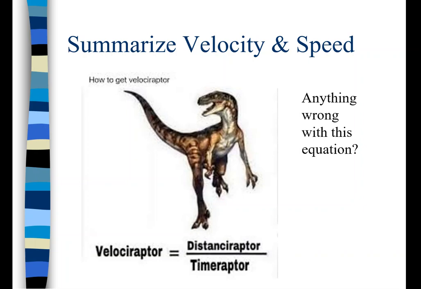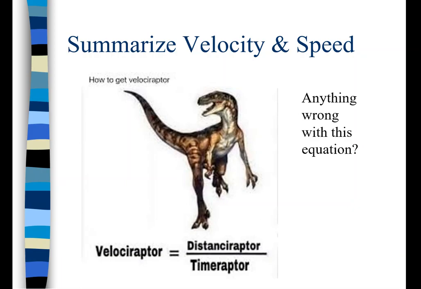This one is, well, we're finishing up basic motion here. We're trying to summarize what we learned about velocity and speed, and then average and instantaneous velocity and speed. And then we're going to move on to acceleration. But let's quickly summarize velocity versus speed.